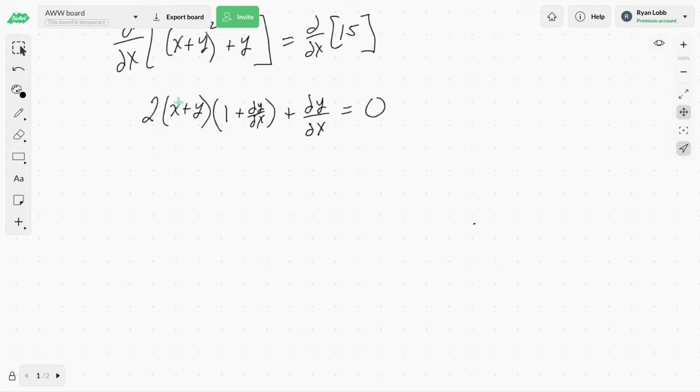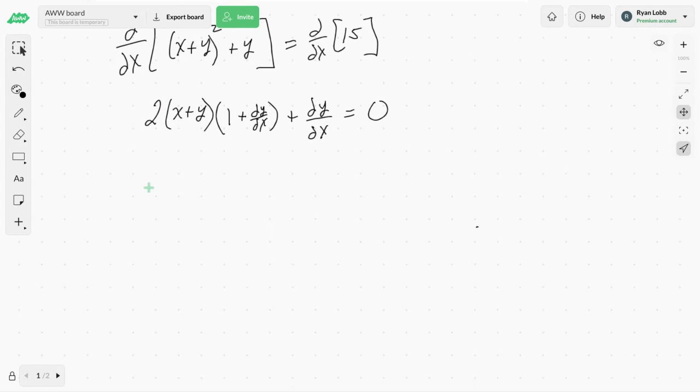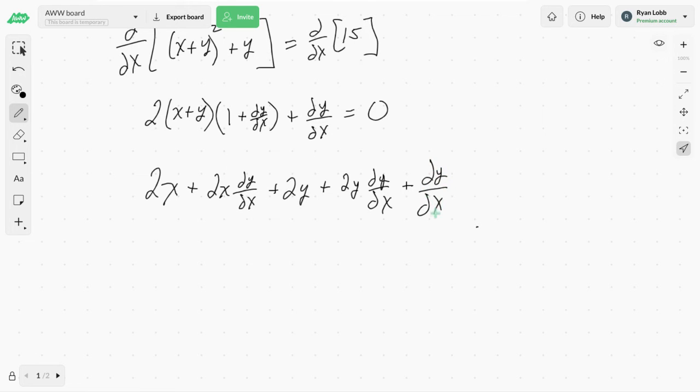So we're going to distribute 2x to the y, and then so 2x times 1, 2x, 2x times dy/dx, so plus 2x dy/dx. Then we have 2y times 1, so plus 2y. Then 2y times dy/dx, so plus 2y dy/dx. And then plus, we have the dy/dx here, equals 0.